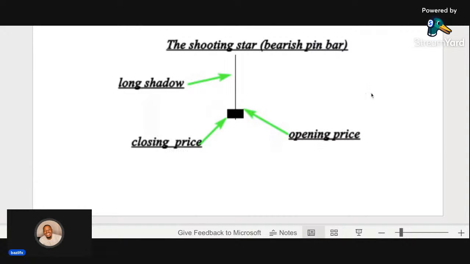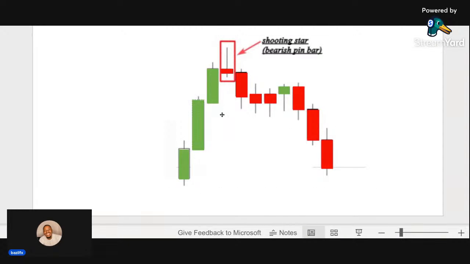So this is our shooting star. Where does the shooting star happen? On an uptrend, just like this. You see, we must have had price coming in an uptrend like this. Then when it appears, it first went up as a green candle, but for some reason, sellers had momentum and dropped the prices back down to close like this.